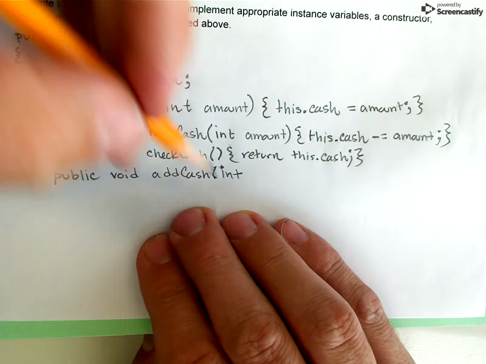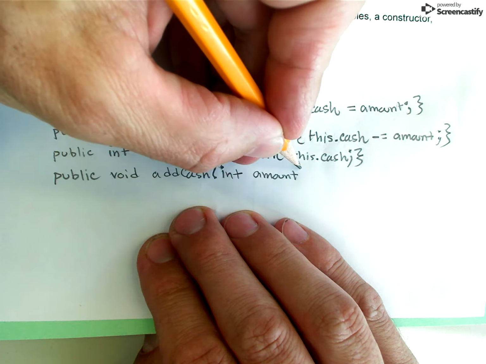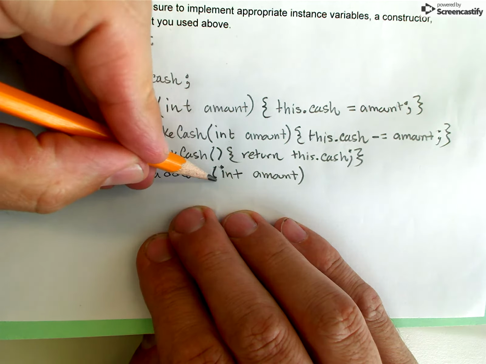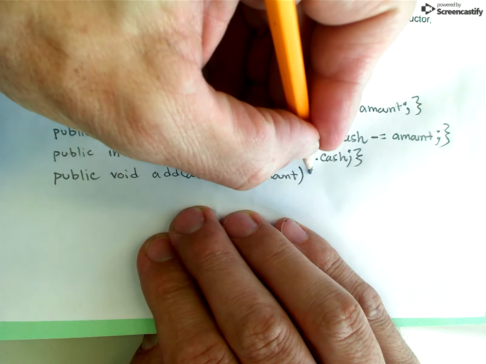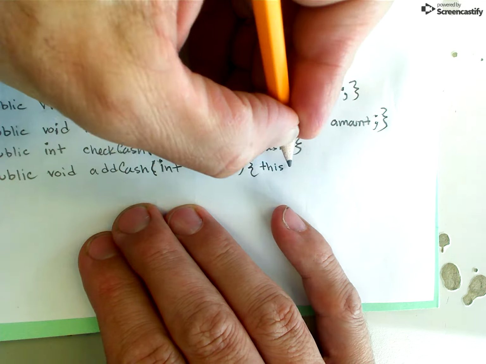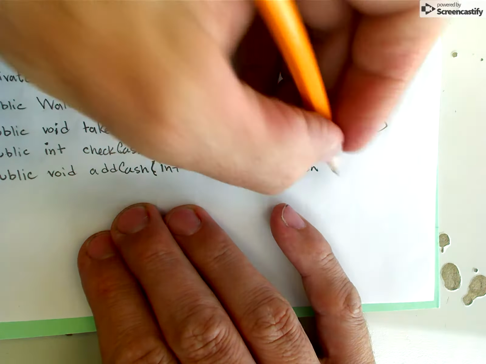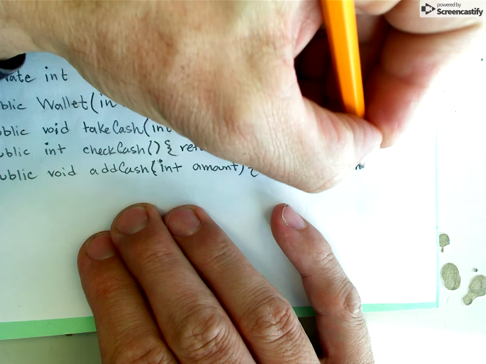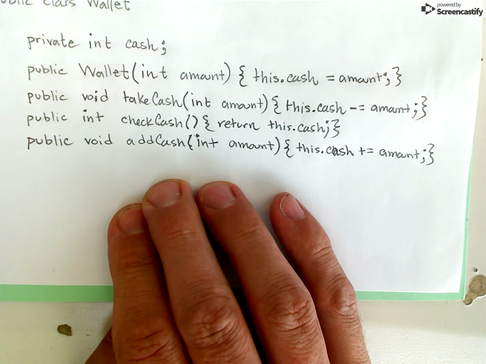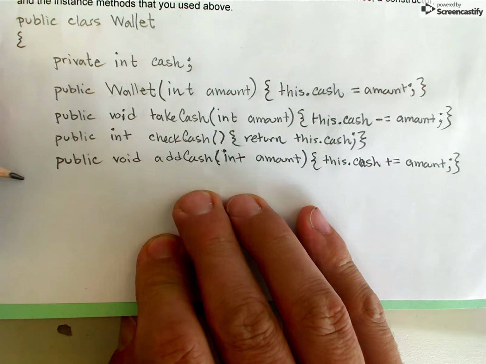I've got to add cash. How much? I need to take that amount in as an argument from my user and store it in this parameter. And all I'm going to do is add it to the cash. this.cash plus equals amount. There we go. And that's my whole wallet class right there.